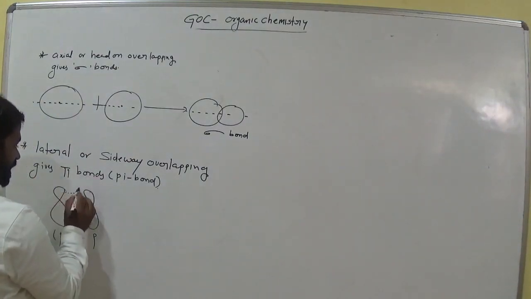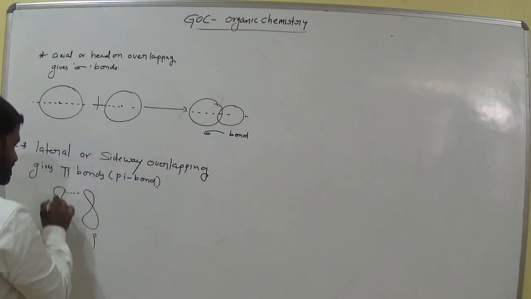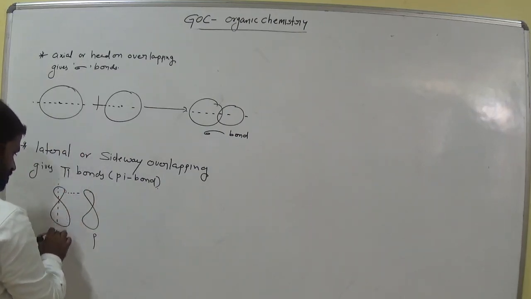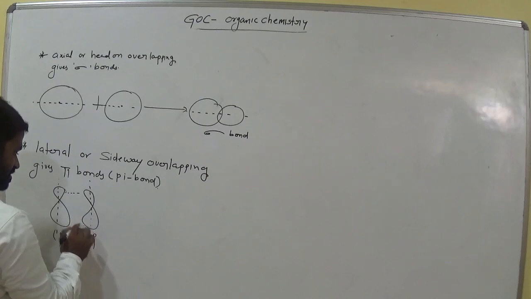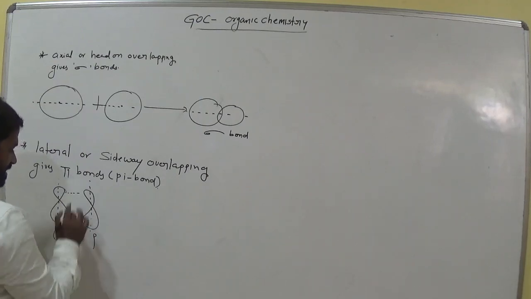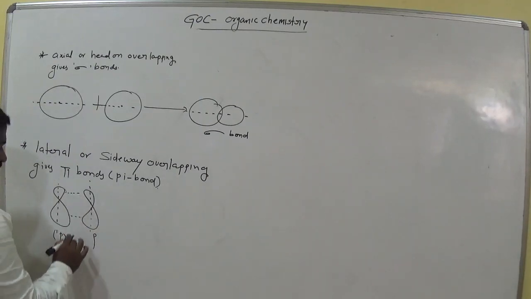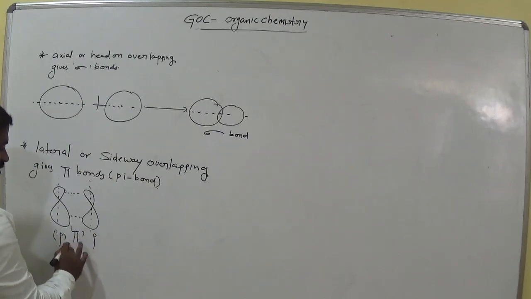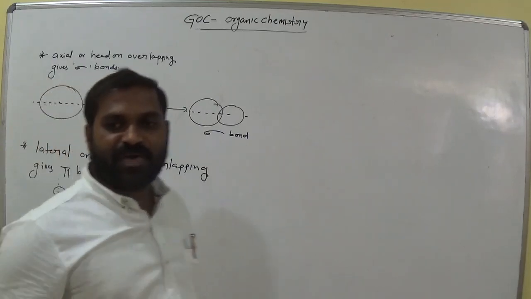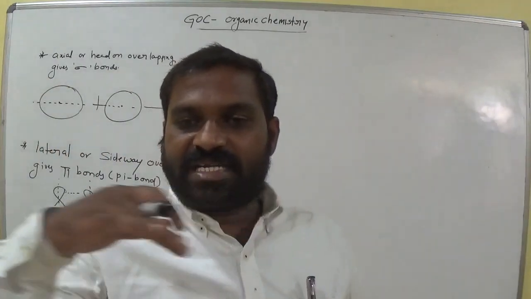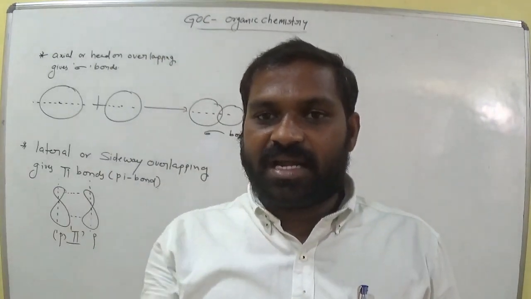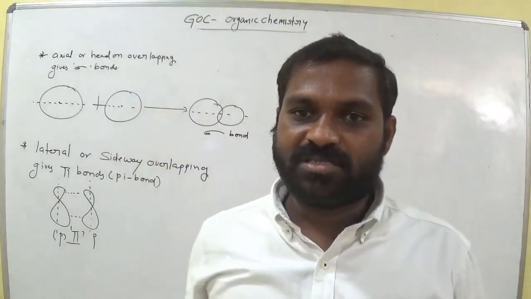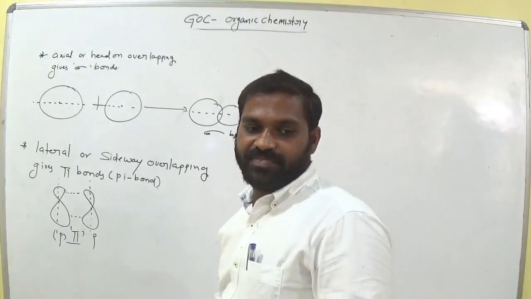Or lateral means like this. Lateral means this, or side. This type gives pi bonds. Which bond does it give? Pi bond. Lateral overlapping causes a pi bond. Horizontal or axial or head-on overlapping gives sigma bonds. Is it clear, all of you? Everyone?